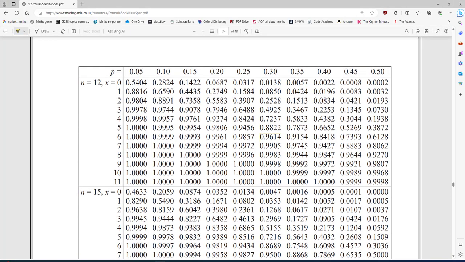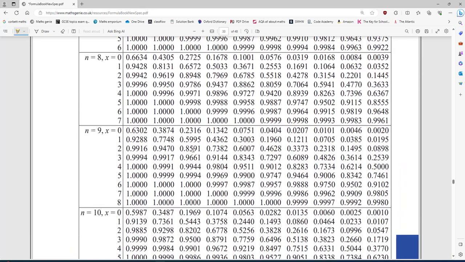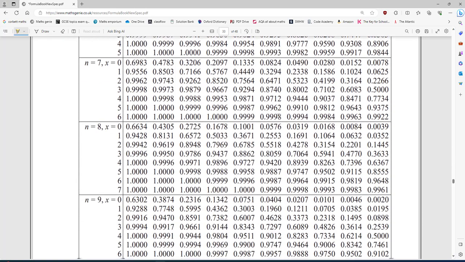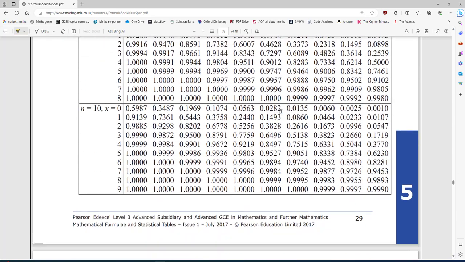So that means in our tables we need to go up to n equals 10, and 0.30 is 1, 2, 3, 4, 5, 6, the sixth column down. And so we go across 1, 2, 3, 4, 5, and 6. So we need to find the first value that's strictly greater than 0.99. Well, that's going to be this.